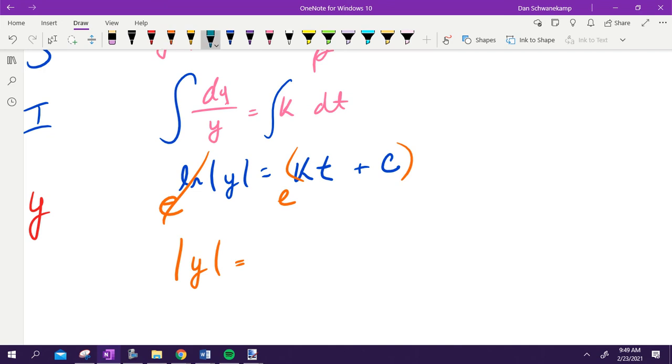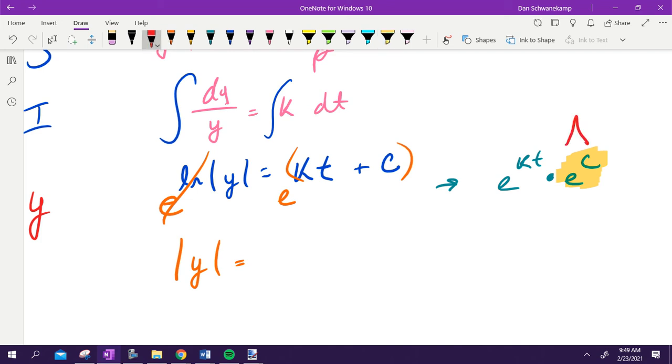But let me show you something here, and it's going to help us here in a second. If I rewrote this as e to the kt times e to the c, would you agree that that's the same thing? Those are the same thing. What is e to the c going to be? Yeah, it's a constant. Would you agree? That's just a number, right? e is 2.7 to some power. This is just a constant.